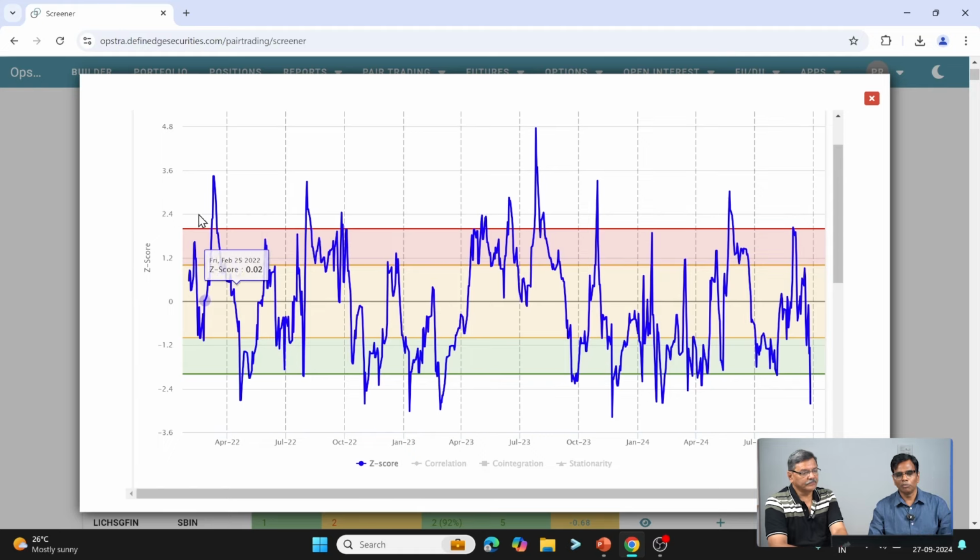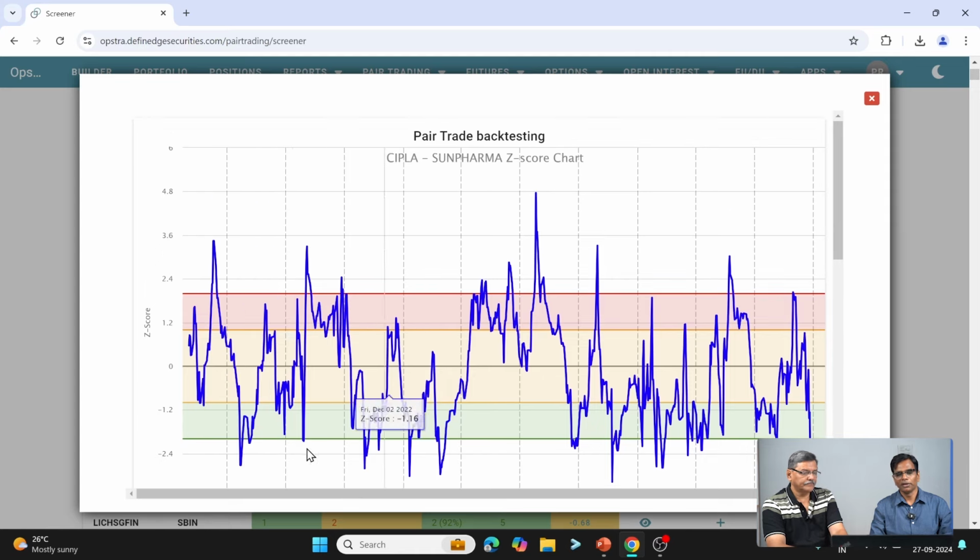So if it is below -2, like it is given green color, right? Which means here we are going to buy the pair trade, which means buy the Cipla, okay, the first one of the pair, and short the second stock. And if it goes above, which we have shown in red, short the first one of the pair and buy the second stock of the pair.